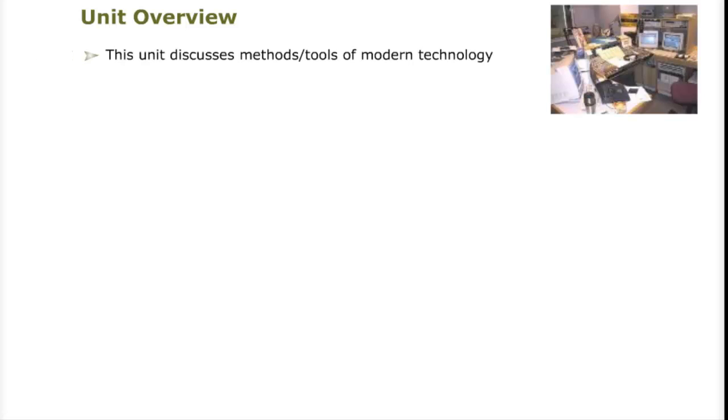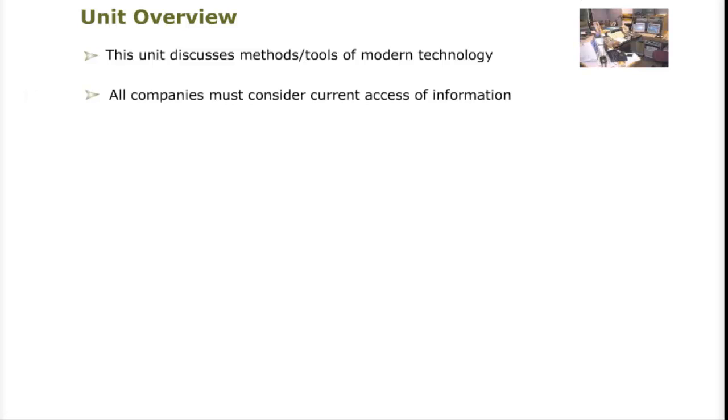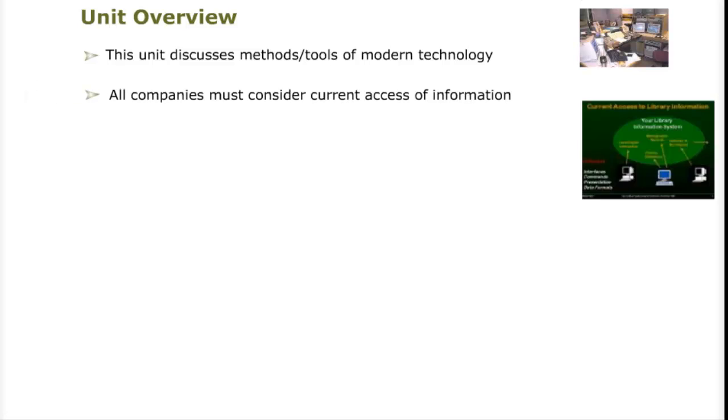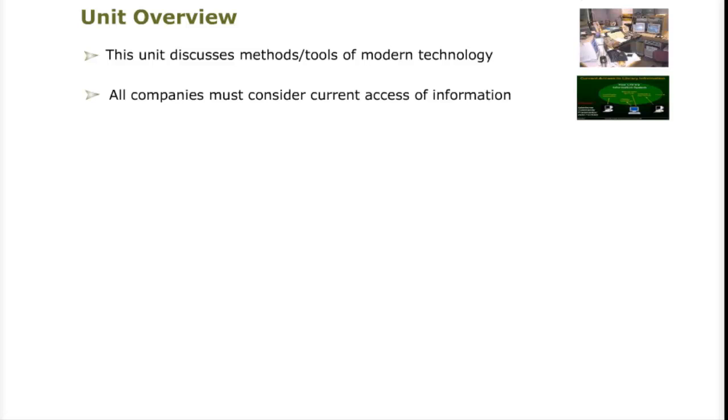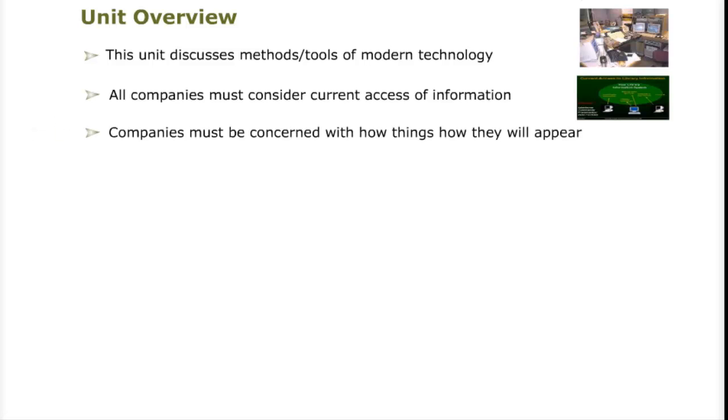In this unit, we shall discuss methods and tools of modern technology that have changed the old system and environment of business. Now, all companies must take into consideration the current access to information and realize that nothing will go unnoticed. Because of the growth in organizations, companies must be concerned not only with how things are, but also how they will appear. Effective communication is your key to dealing with these issues.